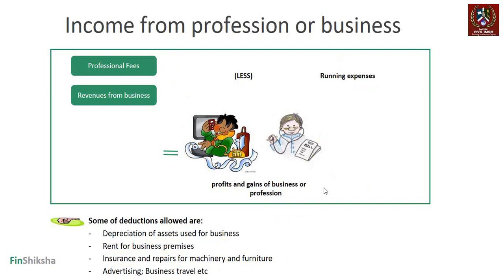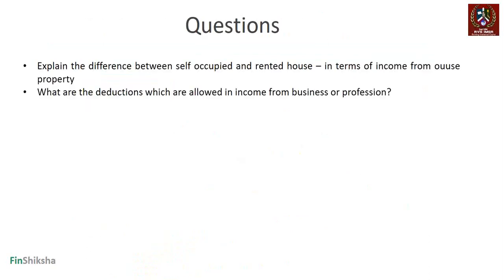So this is not too important at this point of time. What is more important is the salary part and the income from house property that we had seen. Capital gains is going to be important, which we're going to cover in the next section.